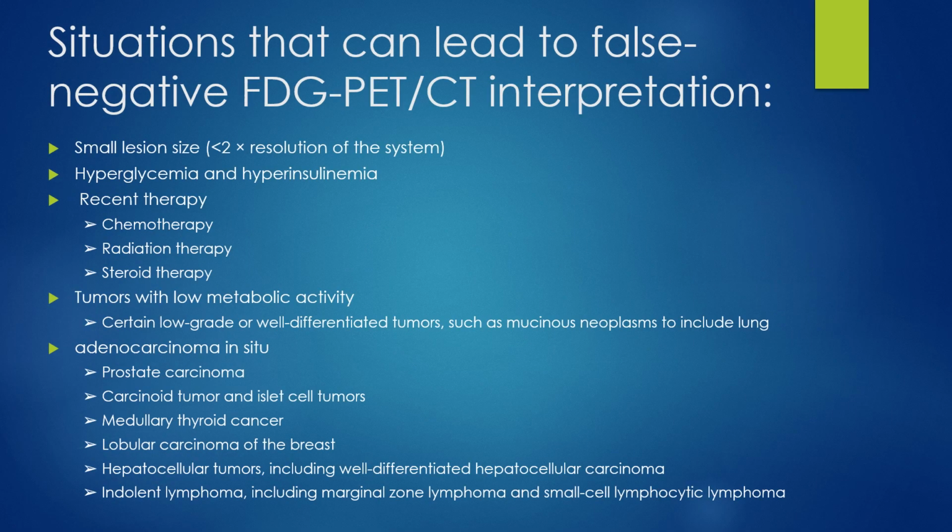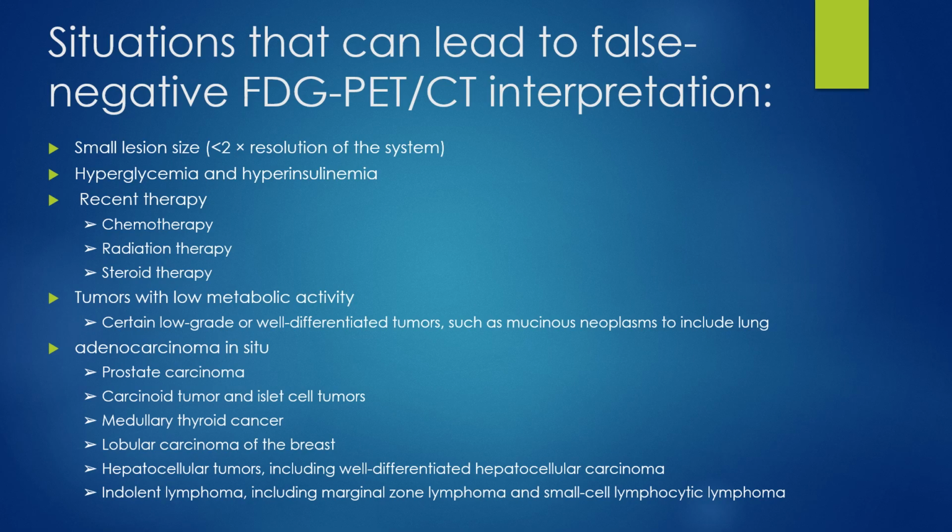And lastly, situations that can lead to false negatives. If the lesion is too small, if it's less than twice the resolution of the system, it may not be able to be seen. Patients with hyperglycemia or hyperinsulinemia, that FDG may not uptake because the cells are already oversaturated. Recent therapies like chemo, radiation, or steroids, tumors with low metabolic activity.